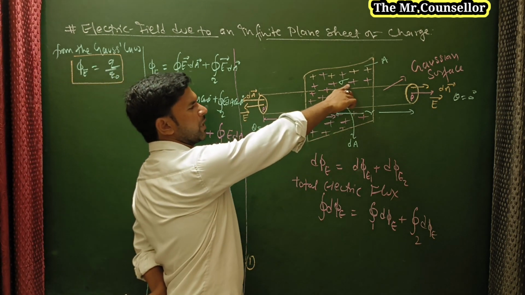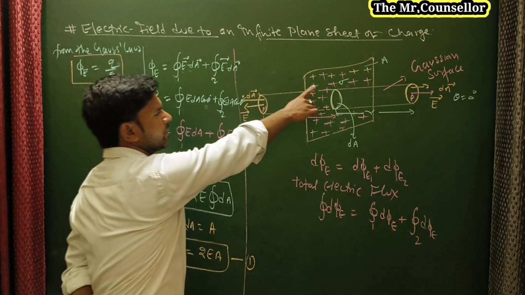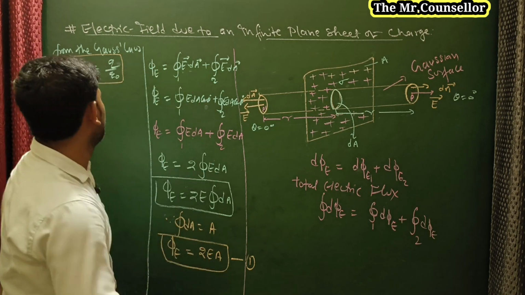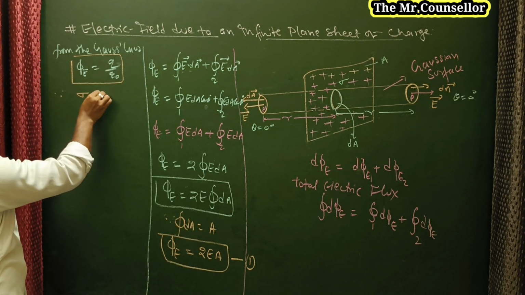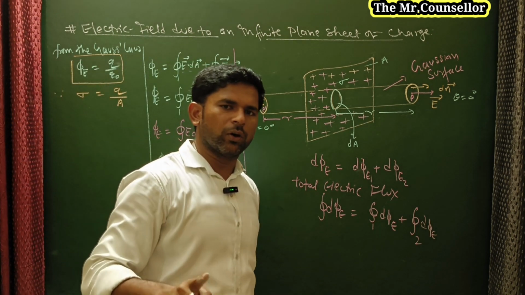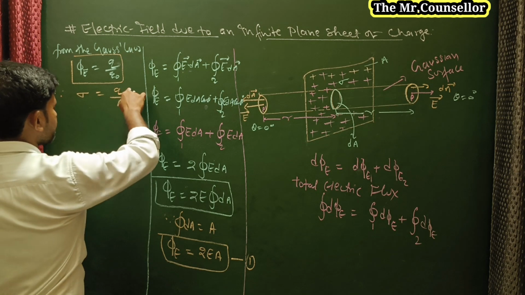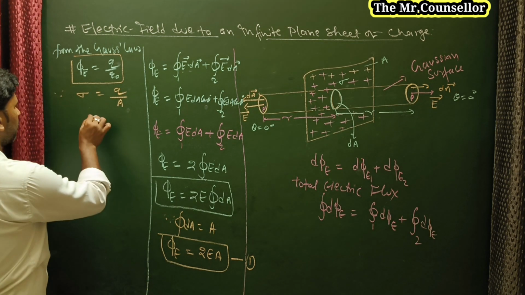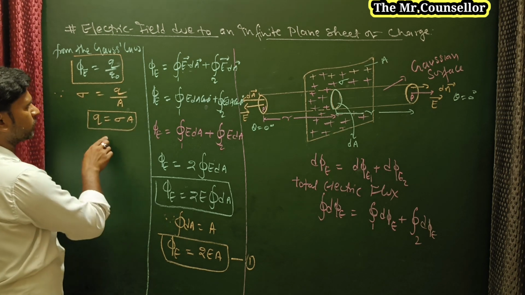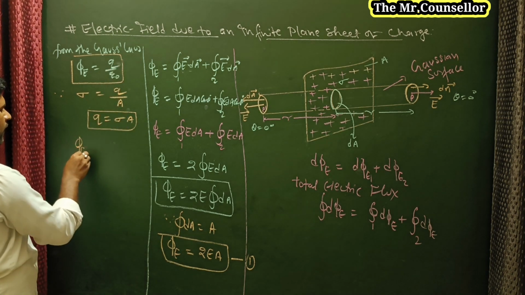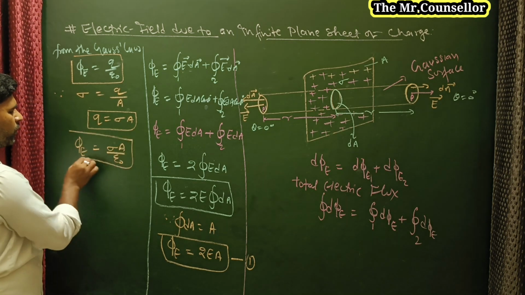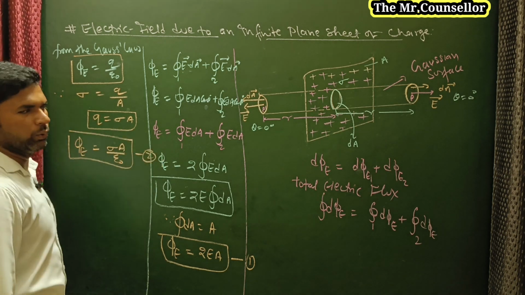but here we have the surface charge density. So we need to convert this charge into the surface charge density. We know very well surface charge density sigma means Q upon A. It means charge per unit area is called surface charge density. So we can also write Q is equal to sigma A. Is it okay or not? So we can place this here. So finally we can write phi E is equal to sigma A divided by epsilon naught. So this is equation number 2. Is it okay or not?